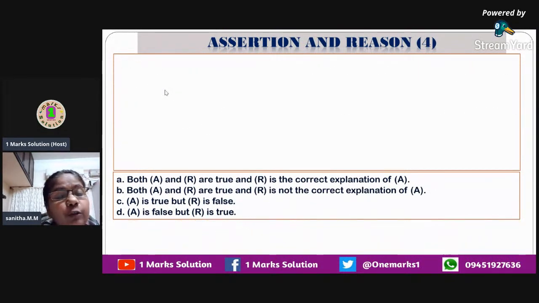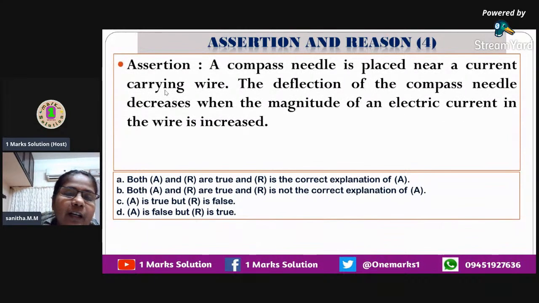Now we can go for the fourth question. Assertion: A compass needle is placed near a current carrying wire. All of you know a compass needle, isn't it? A compass box will be there, and inside, one needle is there, made up of magnet. If you place it near a current carrying conductor, what will happen? The deflection of the compass needle decreases when the magnitude of the electric current is increased. No. Deflection will increase. When the current increases, we know we are getting more magnetic field.